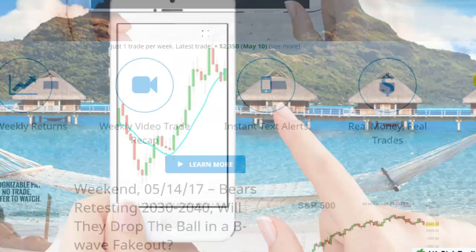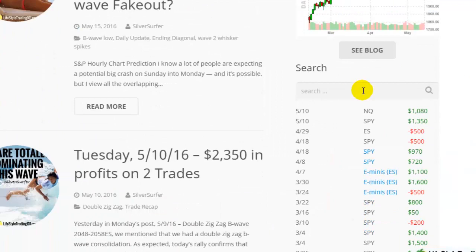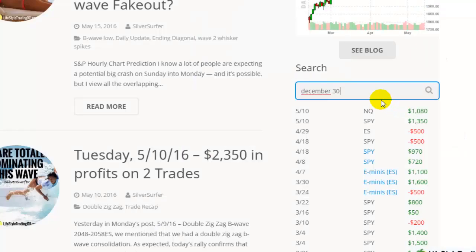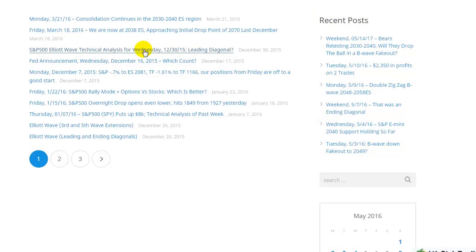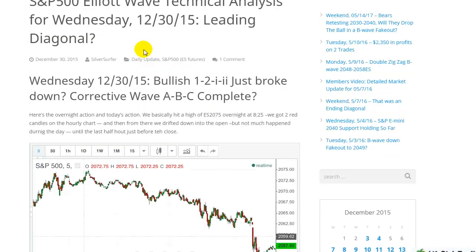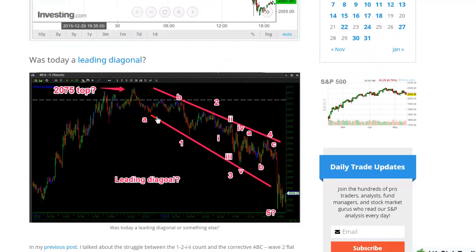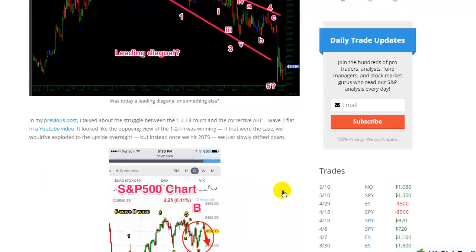So if you go to the site and search December 30th, because if you go to this chart, that was the day before the new year, and that's basically when it began, let's take a look at what it looks like. So if you look at December 30th and you search, that's this one. The pattern looked like a leading diagonal. So it's A, B, 1, 2, 3, 4, and then the 5 was a big drop. So that's how the pattern began, and then it continued there.